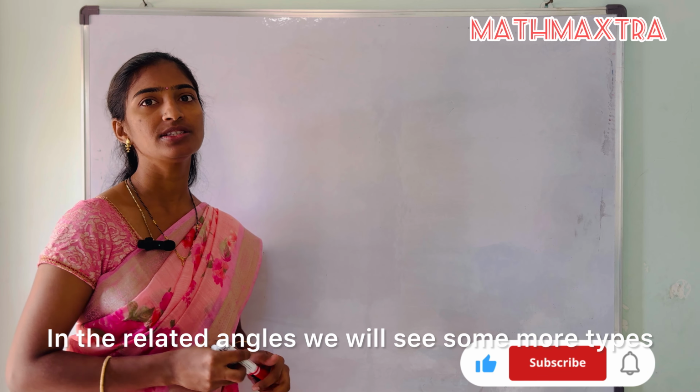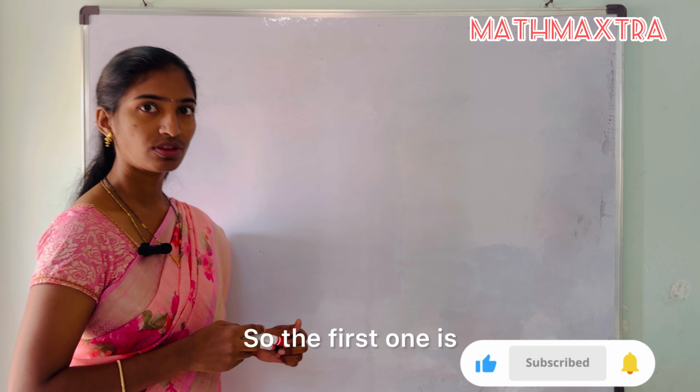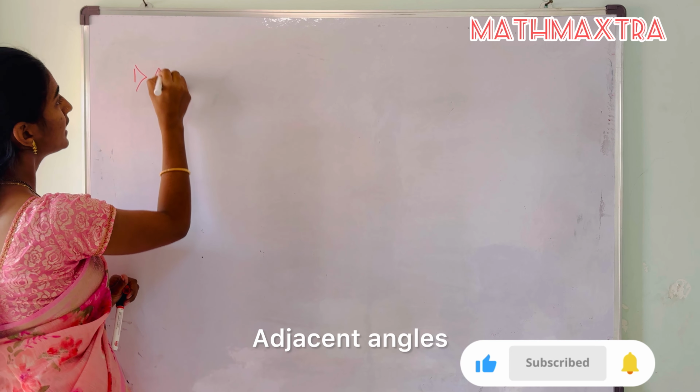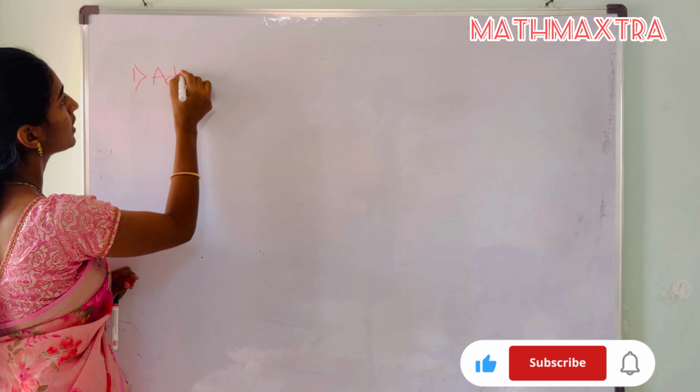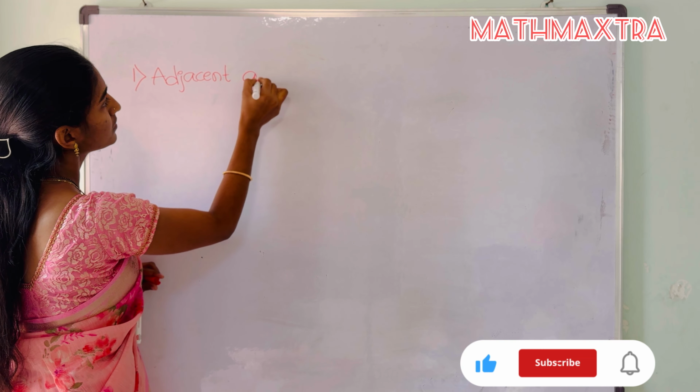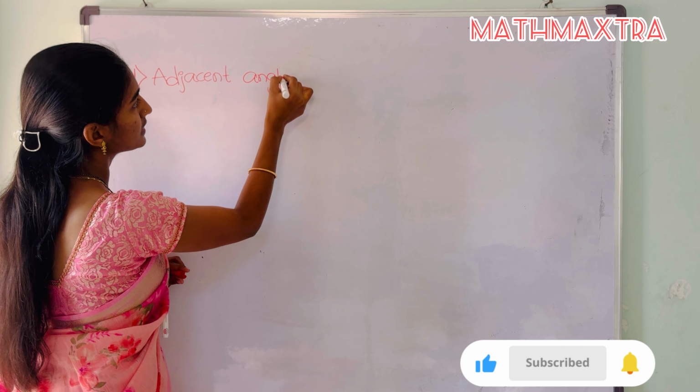Today we will continue the last part, that is related angles. In the related angles we'll see some more types. So the first one is adjacent angles.